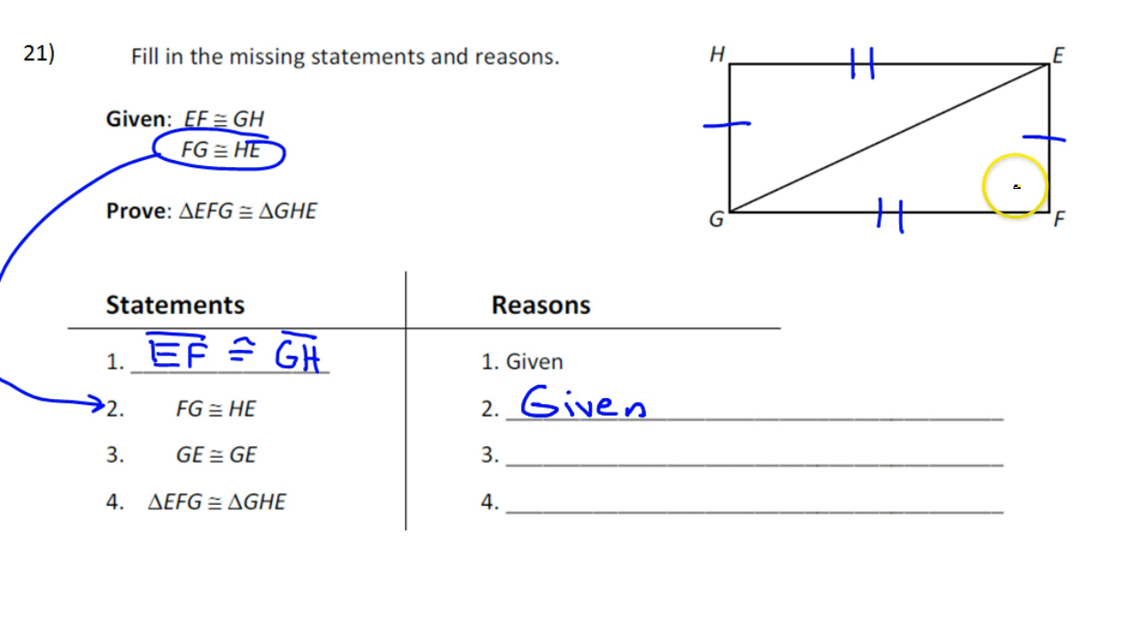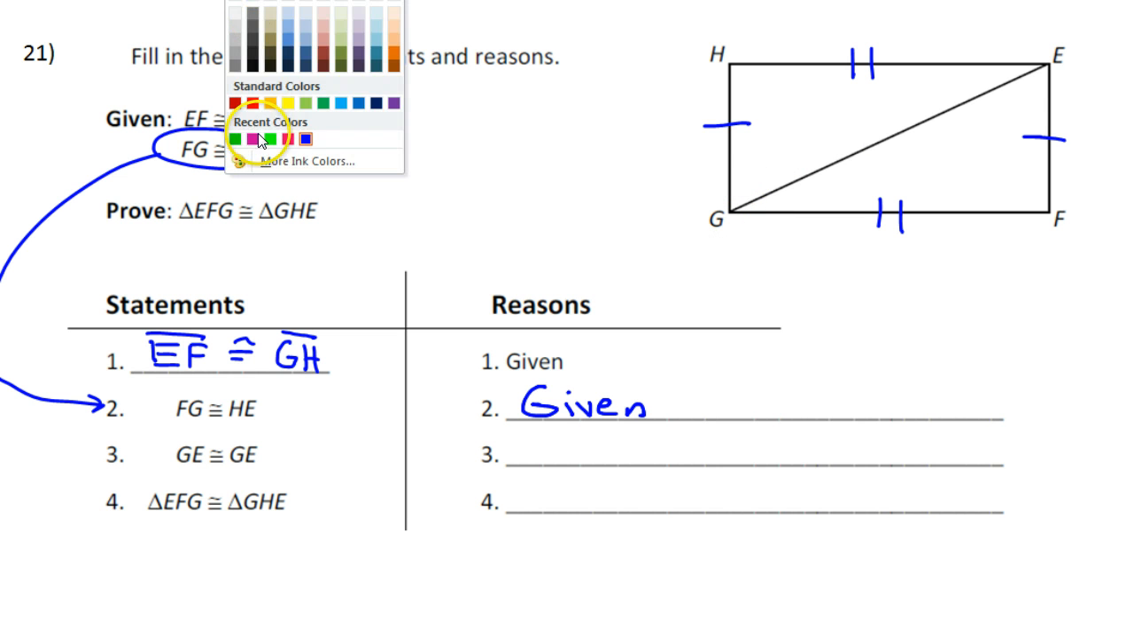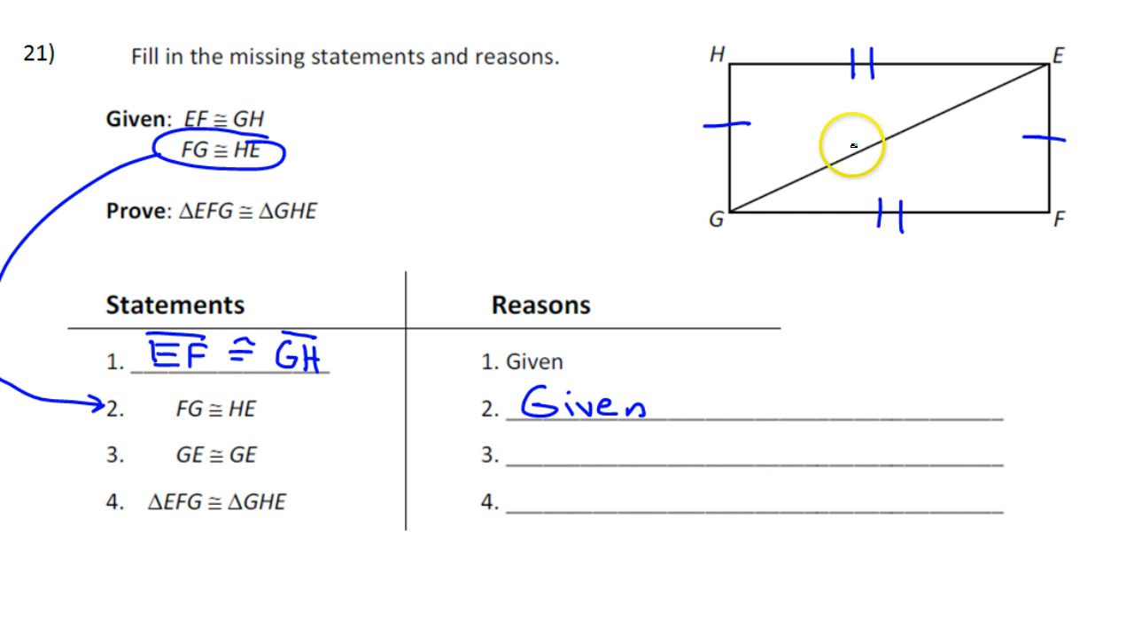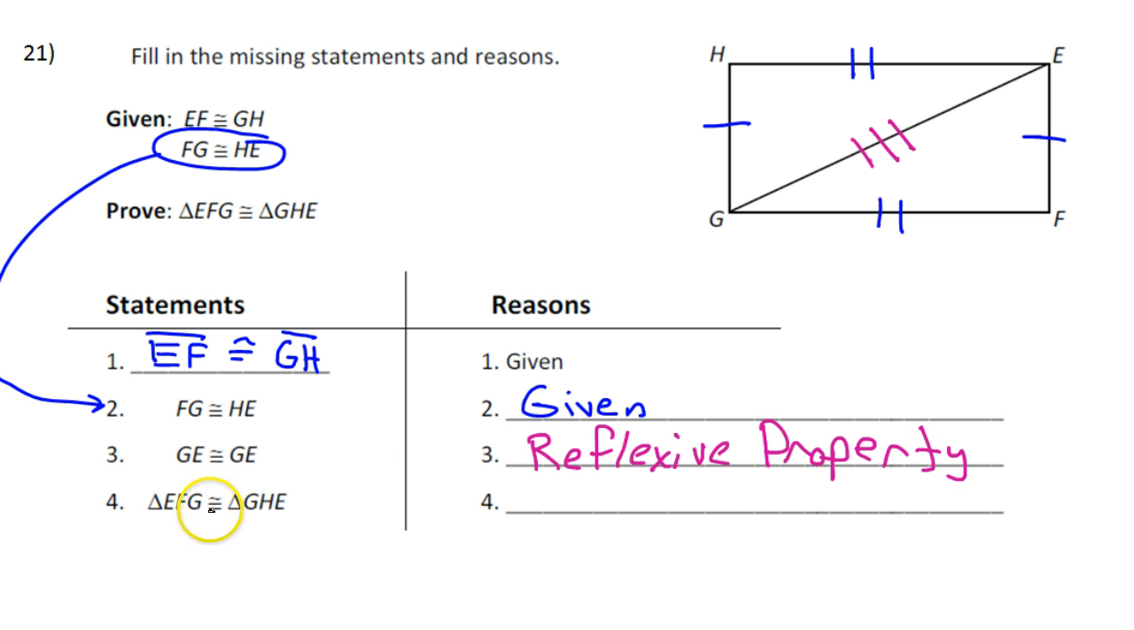All right, well, what else do we have going on in here? We have the shared side. So the blue stuff, that was given. But this was not given. I'm sorry, GE is congruent to GE by the reflexive property. And now we can say that the triangles are congruent by the side, side, side postulate, because all three sides are congruent to all three sides.